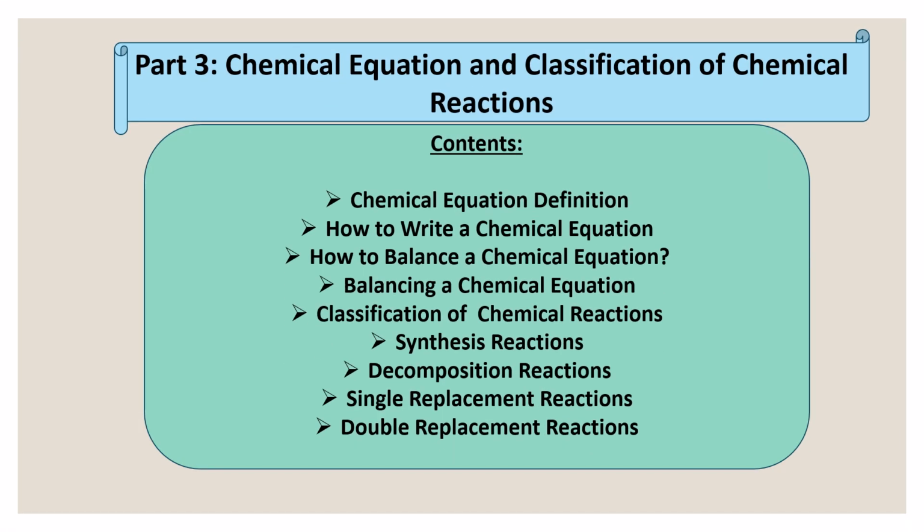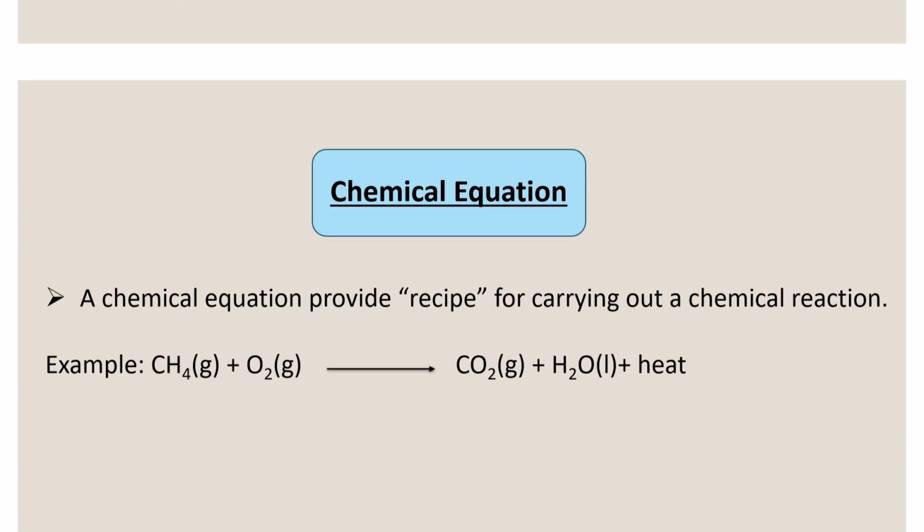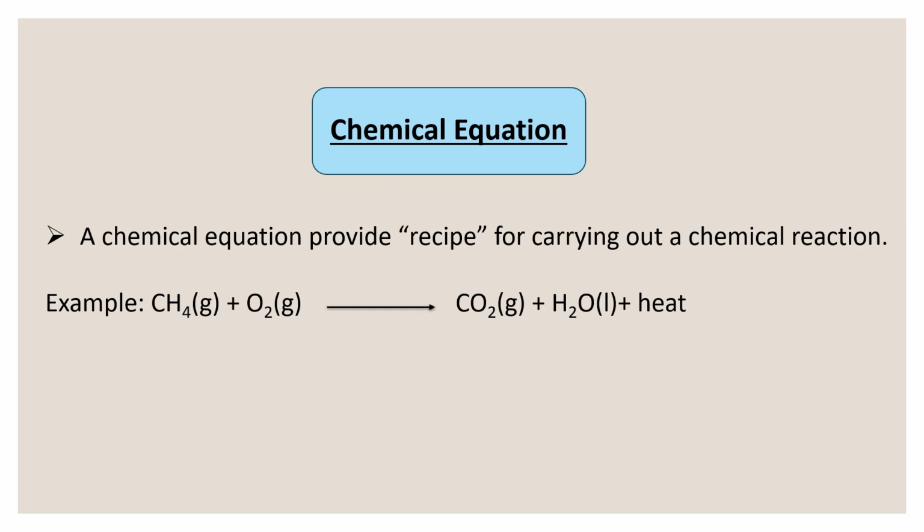In this video we are going to learn about chemical equations and the classification of chemical reactions. A chemical equation provides a recipe for carrying out a chemical reaction. Example: methane gas reacts with oxygen gas and converts into carbon dioxide, water and heat.